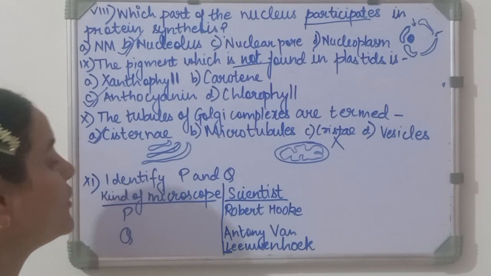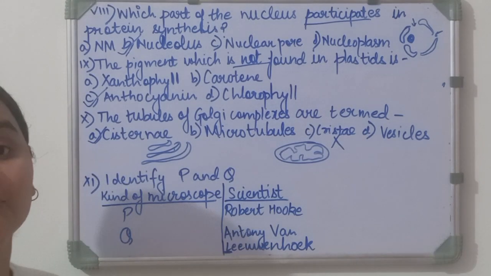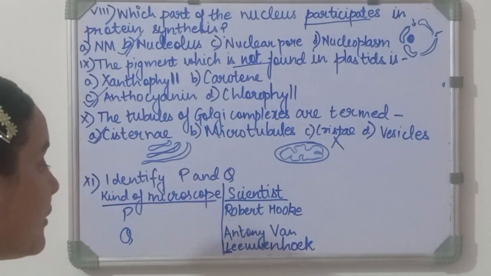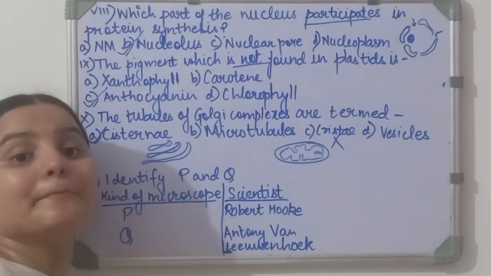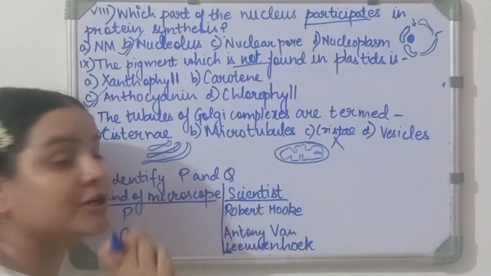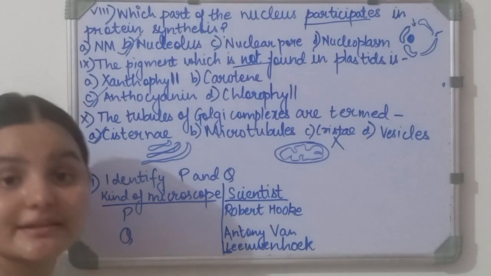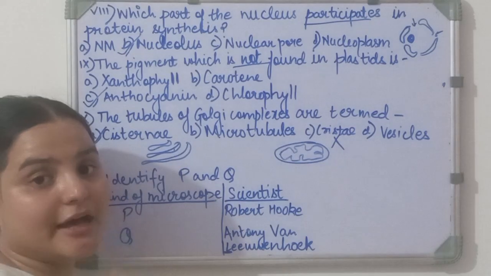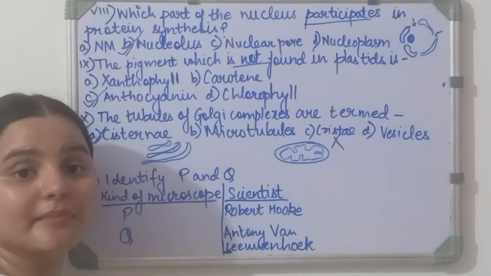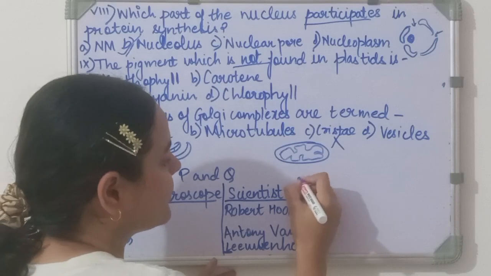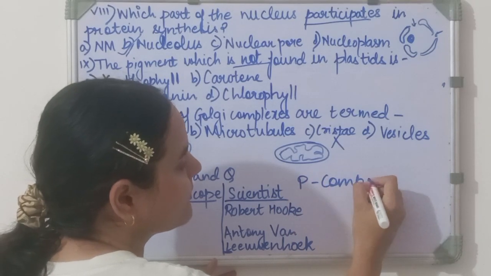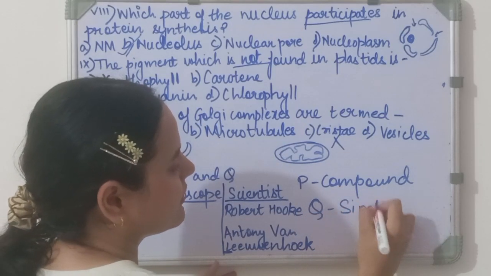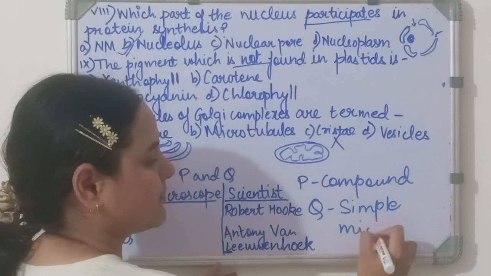Anton von Leeuwenhoek was among the first scientists to observe the cells for the first time. He used a very simple microscope, and then Robert Hooke observed the cork cells from the bark of a tree. So he used a more advanced microscope which was called a compound microscope. So here P is compound microscope and Q is simple microscope.